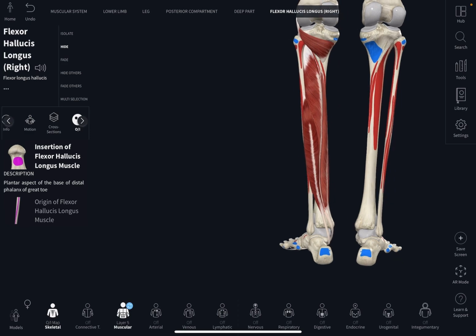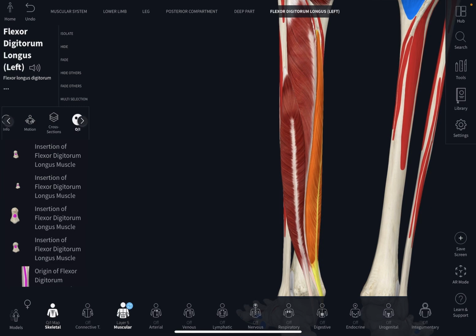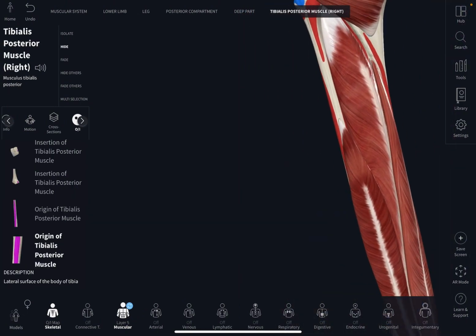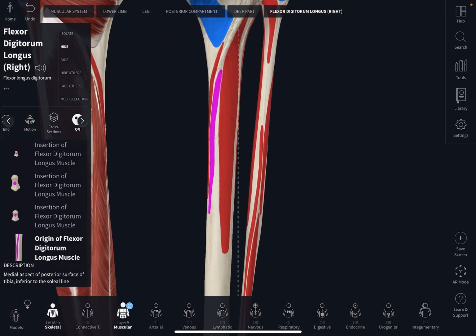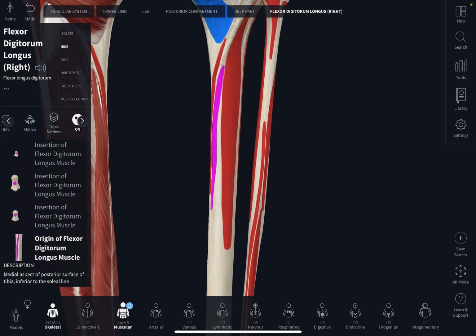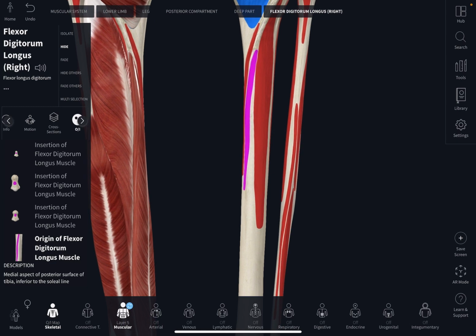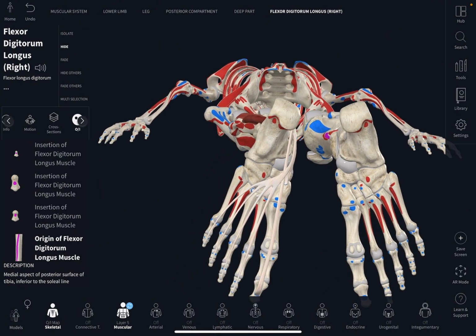Next, we'll have the flexor digitorum longus, which is going to be more medial. And this is going to originate from the posterior tibia, right here, inferior to the soleal line. And it's going to insert itself to the distal phalanges of the lateral 4 digits. And it's going to help flex the lateral toes, right here. And it's going to cross over.